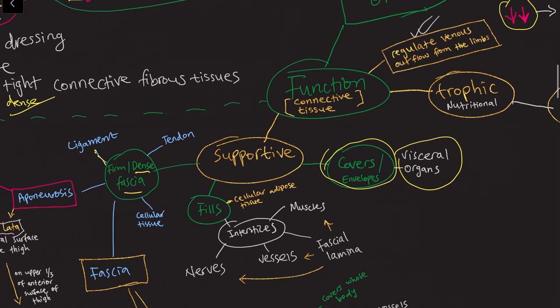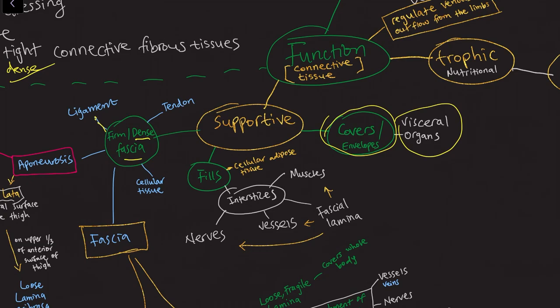Now, the supportive function of the fascia: as we said, they cover organs, they cover different structures, and when you have a more dense fascia, which has a lot more collagen compared to elastin, such as the ligament, the tendon, and the cellular tissue, those are the ones that support. They support different parts of the body, right?